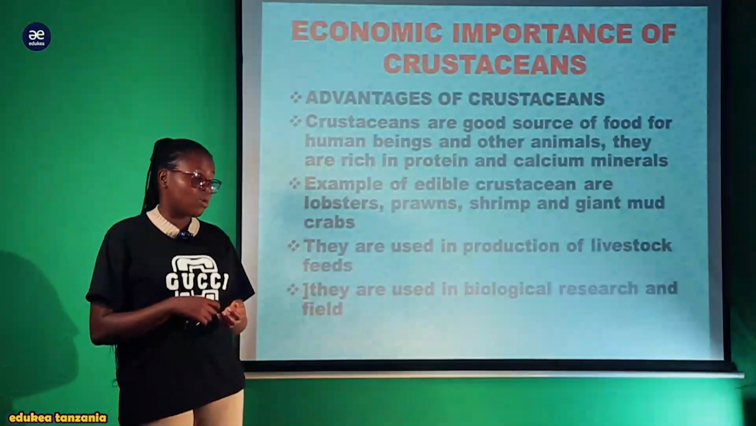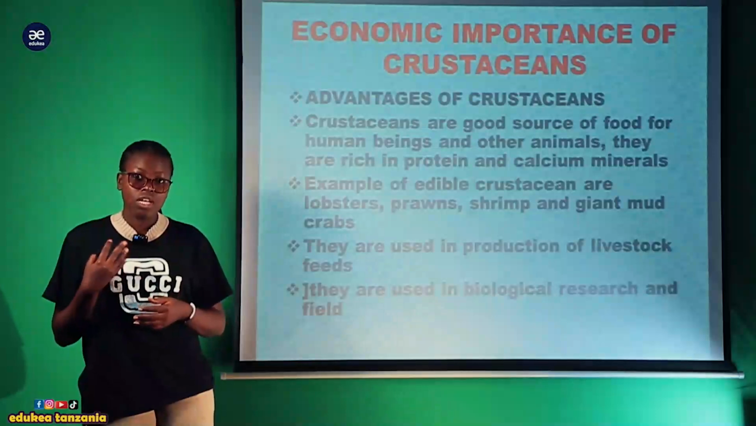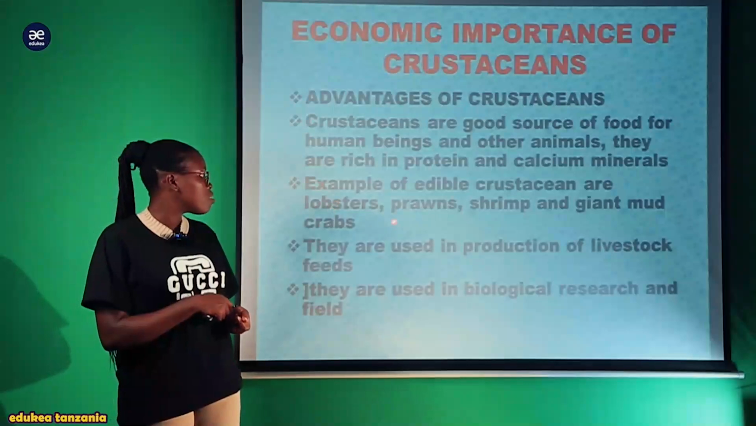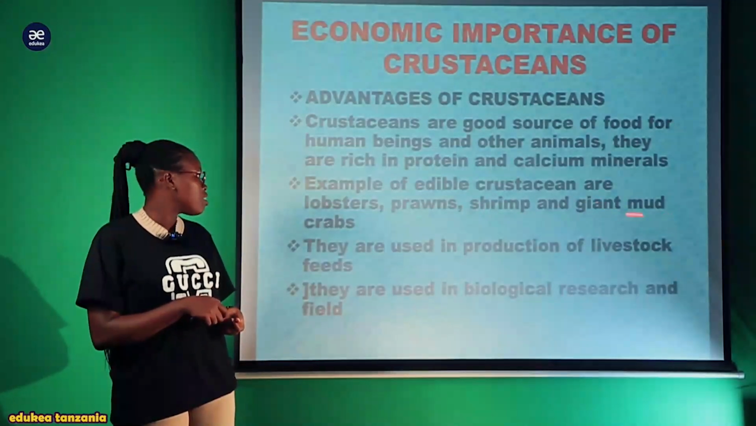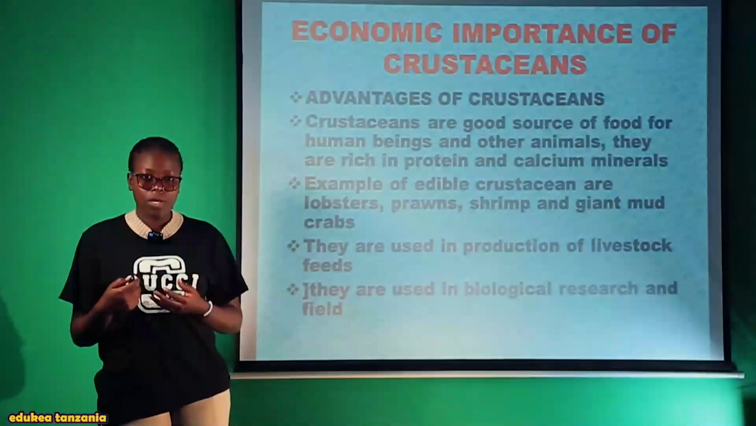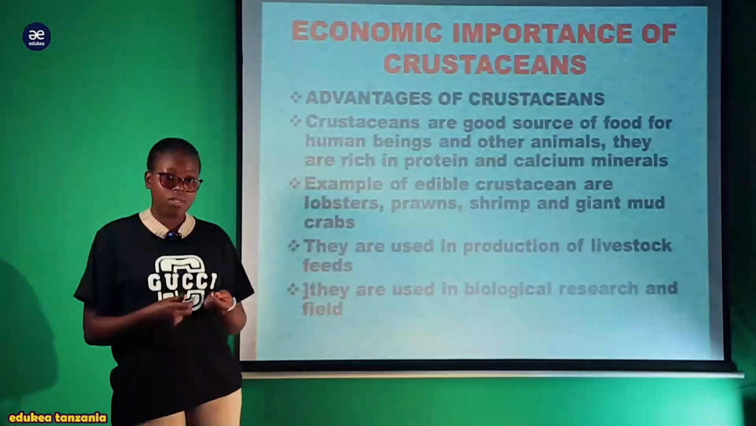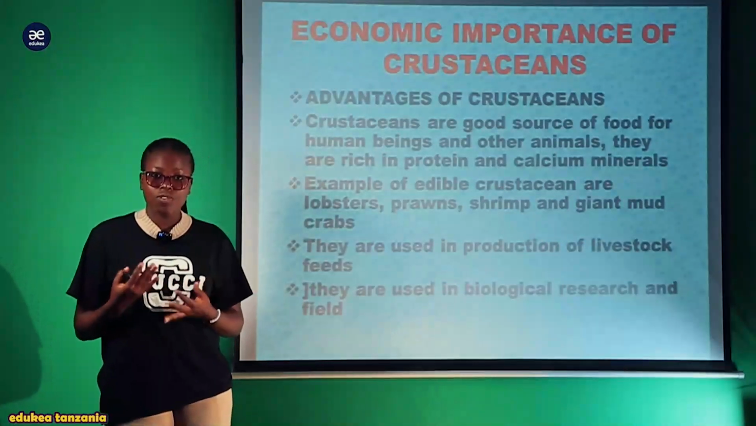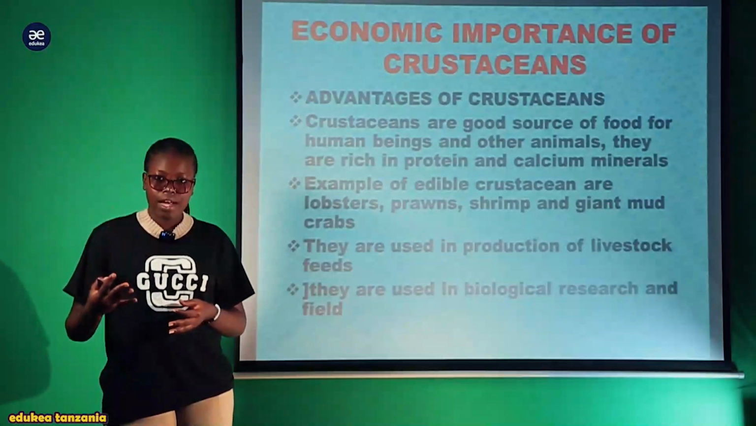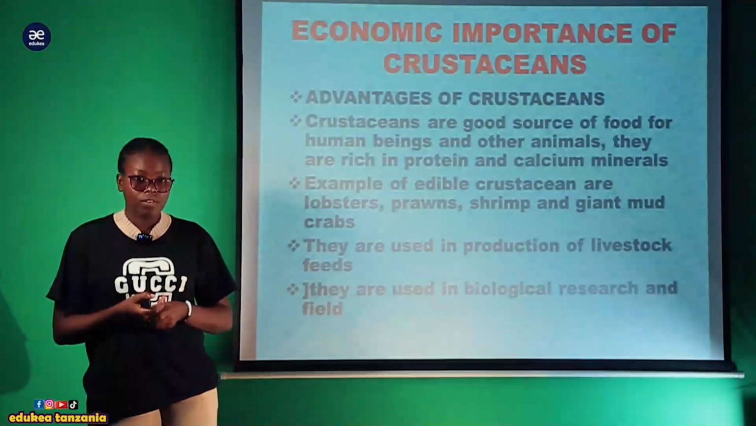Vile proteins which are essential for different bodily activities, kwa mfano repairing of the body part, provision of energy and regeneration of the body part. Now examples of edible crustacea ni lobster, kuna prawn, kuna shrimp na giant mud crab. So these are some of the examples of the edible crustacea which are eaten by human beings. Vile they are used in production of livestock feed. So when crabs are used in the production of livestock feed, they act as an important source of calcium, which is important katika formation of strong bones for this particular livestock.